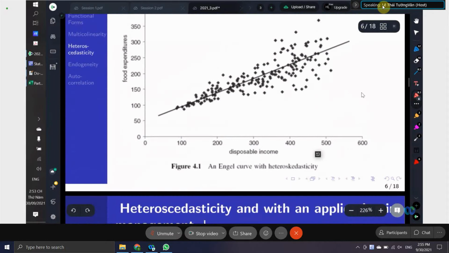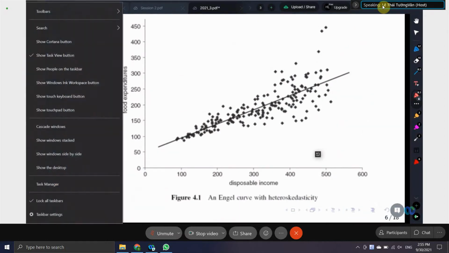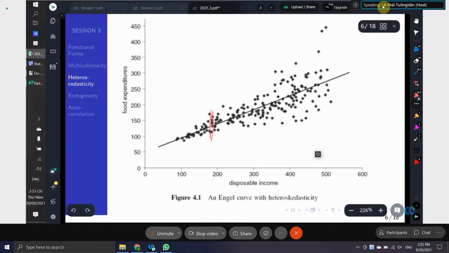So heteroscedasticity. Look at the variation of the variable food expenditure here. If you draw a normal curve, it will be something like that. But the variation here is like this one. So clearly you see that the variation of food expenditure in relationship with disposable income is not constant.